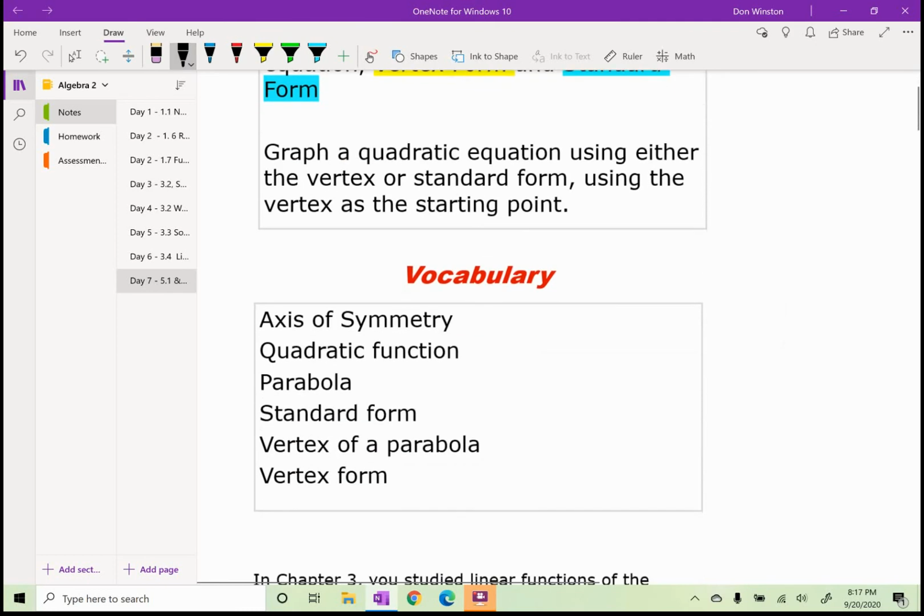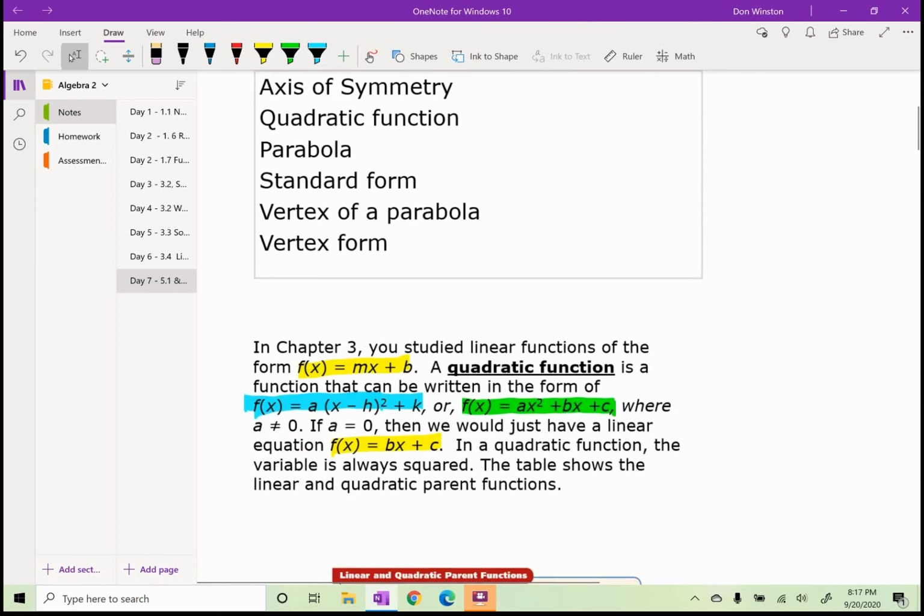A couple vocabulary terms here: axis of symmetry, quadratic function, parabola, standard form, vertex of a parabola, and vertex form. All those terms will be covered in this lesson. In Chapter 3, you studied linear functions, solving a system of linear equations, graphing a system of linear inequalities. The linear function being of the form f of x is equal to mx plus b.